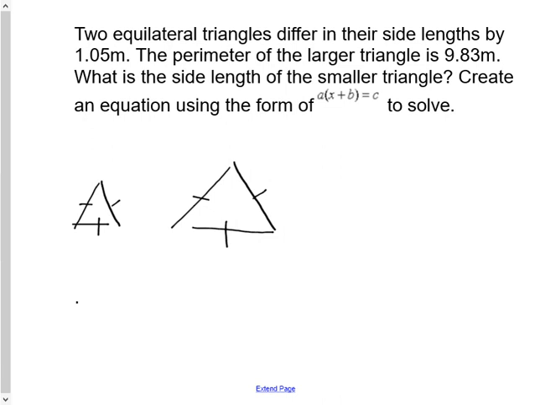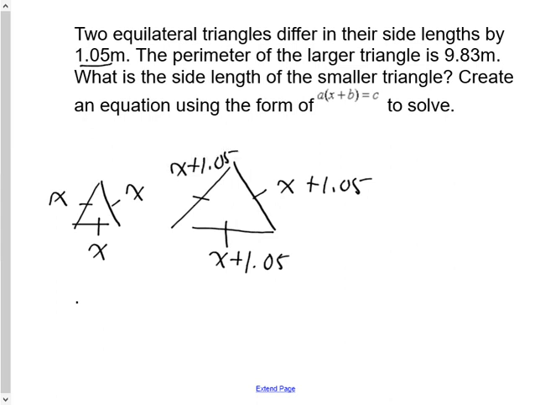So the smaller one, we can do it either one of two ways. I like doing it this way. Make your smaller one x, x, and x. And make your larger one, since each side differs in side length by 1.05, since this is the larger one, it's not going to be 1.05 meters smaller, but 1.05 meters larger.